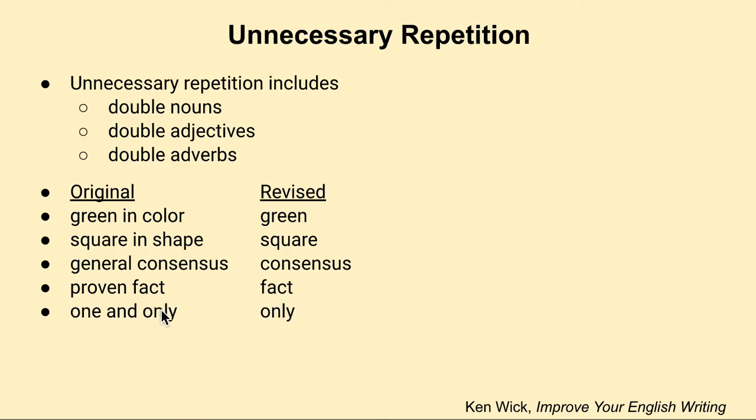The one and only. You've probably heard that phrase before. You don't really need it. You can just say the word only. It's basically an unnecessary repetition. Rules and regulations. Just say rules or use regulations. Use one or the other, not both. This is just unnecessary repetition.